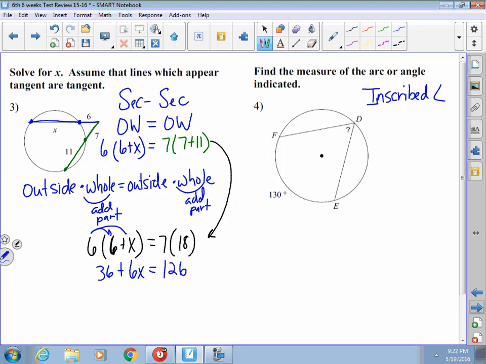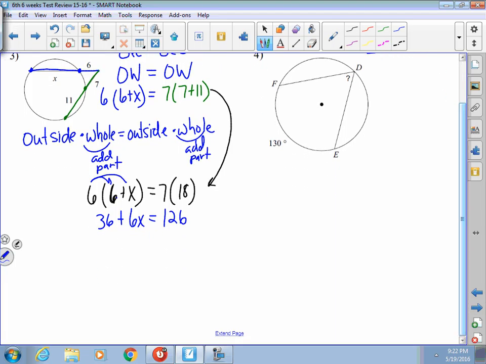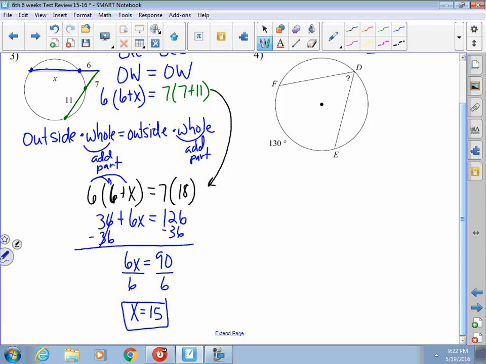And then to solve for x, this is where we can't have algebra errors. You need to maybe practice solving equations, but some of you have this down locked. So subtract your 36 to isolate our variable: 6x equals 126 minus 36, which gives me 90. Then we divide by 6, and x equals 15. So you're definitely going to see a secant.